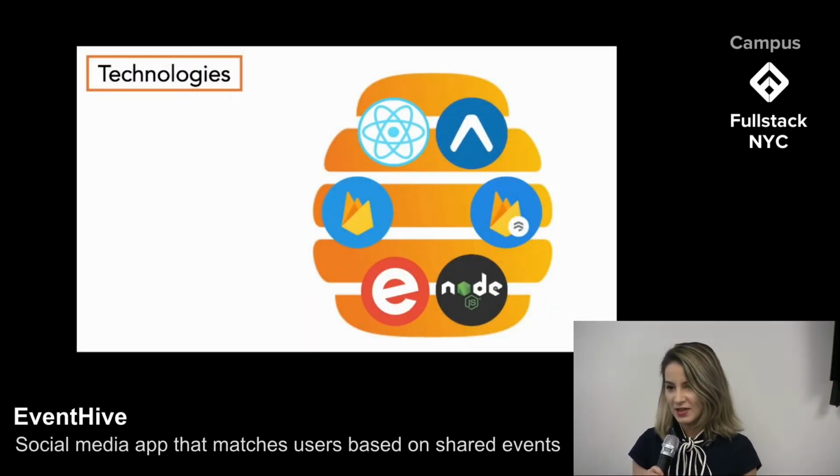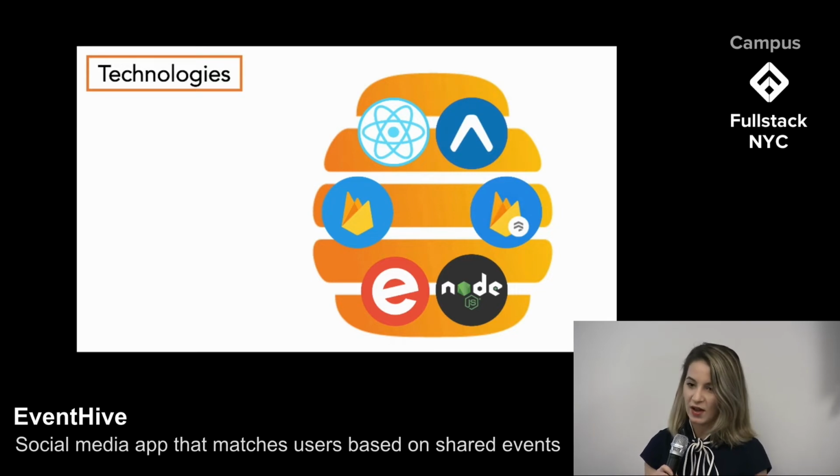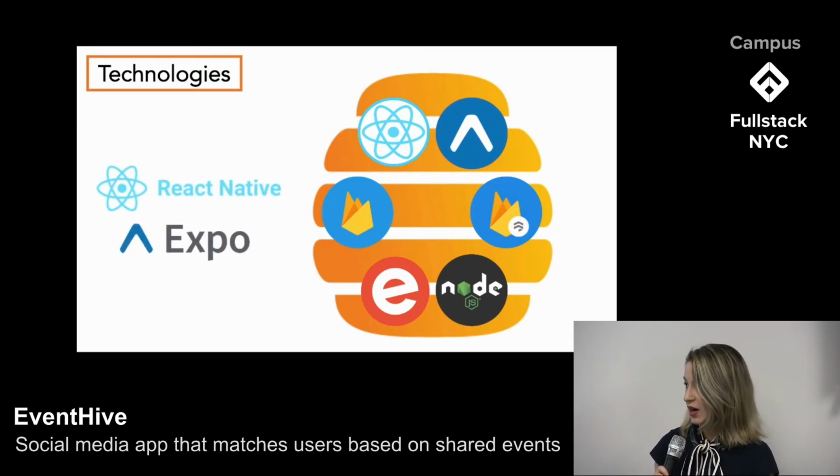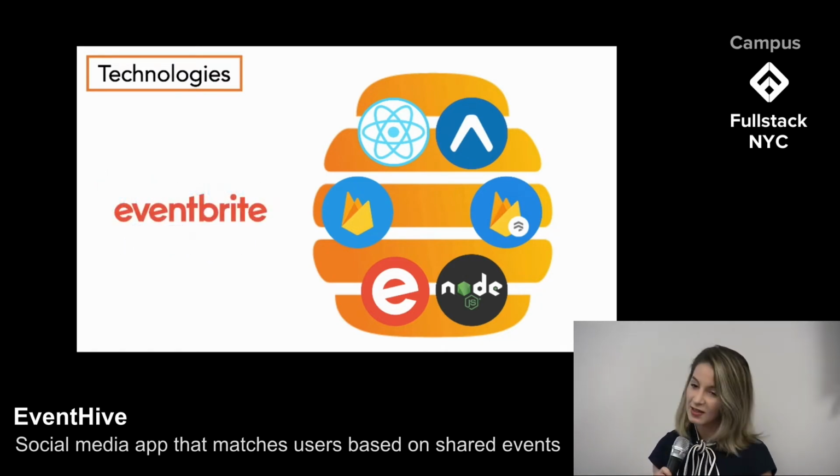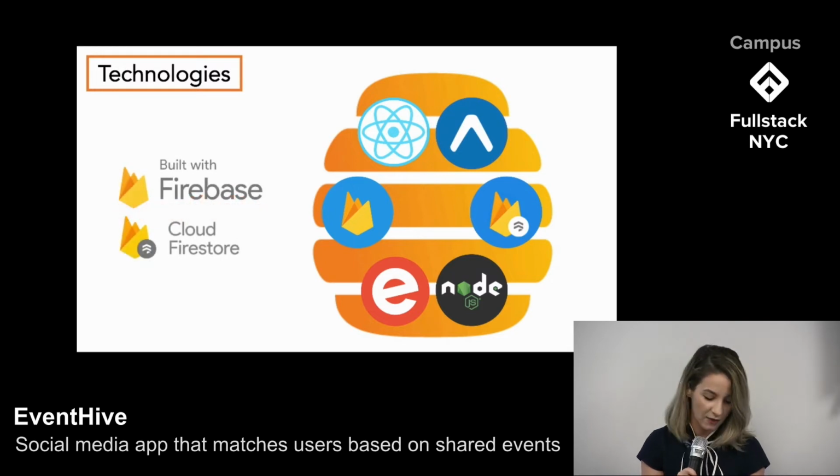EventHive was built with a combination of React Native, Node, Firebase, Firestore, Expo, and the Eventbrite API. By using Eventbrite, we're able to pollinate our database with existing events so that users can join them, as well as becoming queen bee of their own events. The Firestore database provides us a flexible NoSQL schema that allows us to read through user and event data easily. And Firebase provides us with backend functionality as well as allowing us to authenticate users with their Gmail login.